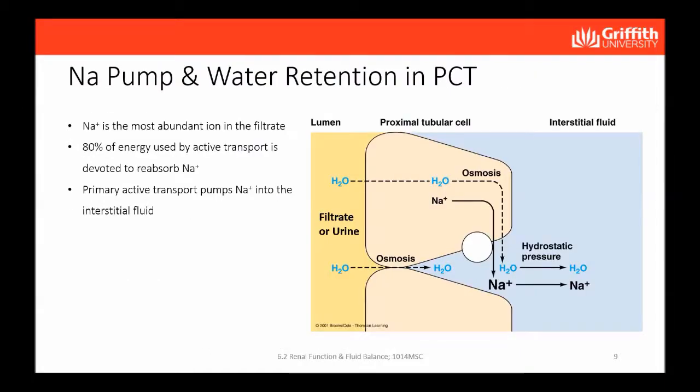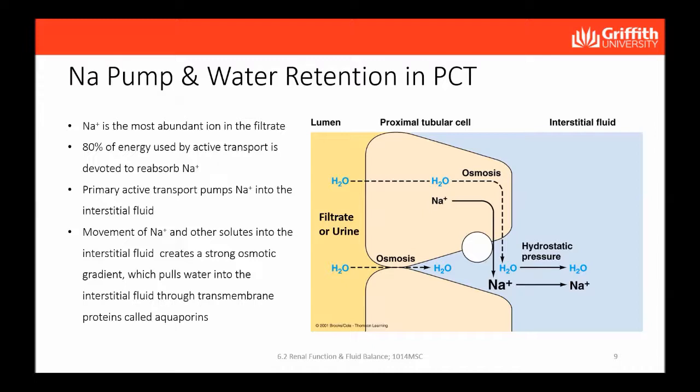Sodium is the most abundant ion in the filtrate. Roughly 80% of the total energy used by the active transport is devoted to reabsorbing sodium from the tubules of the nephron into the interstitial fluid. The movement of sodium and other solutes from the proximal convoluted tubule into the interstitial fluid creates a strong osmotic gradient, which pulls water into the interstitial fluid through transmembrane proteins called aquaporins.